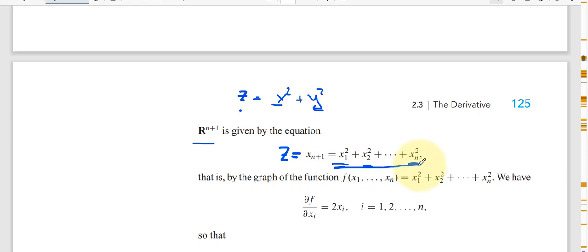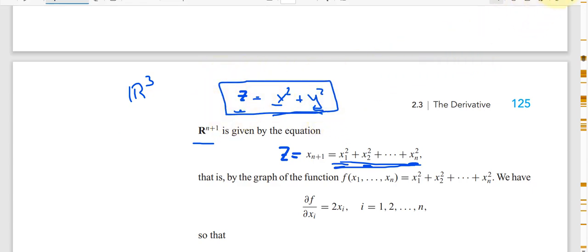So what is she talking about? Why n plus 1? Analogously here, she would say that this is in R3. Why is that? There are only two input variables, but because there's a third variable here, in order to graph it we need R3. So in order to graph this one, we need R^(n+1) because there are n inputs, and then we need one output. So to graph it, or to think about it, it exists in R^(n+1), just like this exists in R3.